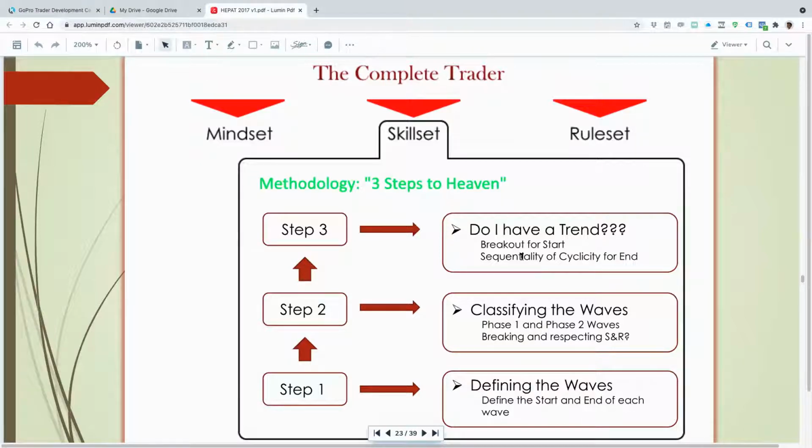Right, so remember that in order to be able to answer that question, we need to understand the definition of a trend as well in price action terms, and I'm going to get to that in a second. But at a practical level as well, we look for a simple sign that a trend has either started or come to an end. And you'll see here that we look for a breakout from the range to identify the start of a trend, and a breakdown in the sequentiality of cyclicity for the end of a trend. And obviously, between those two moments, we assume we have a trend. And that allows us to do quite a few things, as you will see in our training.